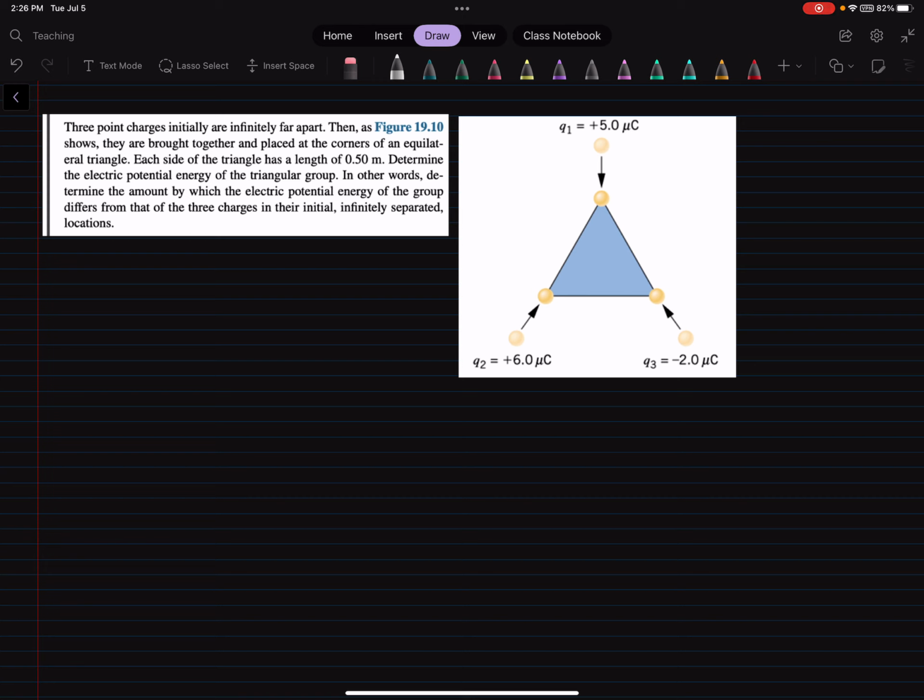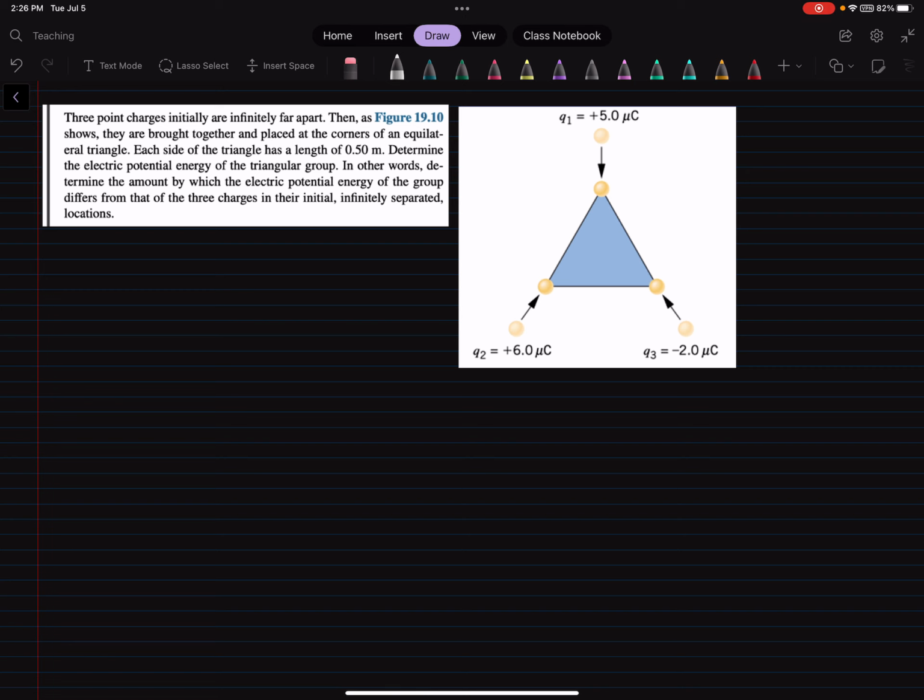And so the question is, what is the potential of this arrangement? We have a charge Q1 of positive 5 microcoulombs, Q2 of positive 6 microcoulombs, and charge Q3 equal to negative 2 microcoulombs. If each starts out at 0 potential, infinitely far apart, and you bring them together to make this equilateral triangle of half a meter between each of them, then what potential is it sitting at?